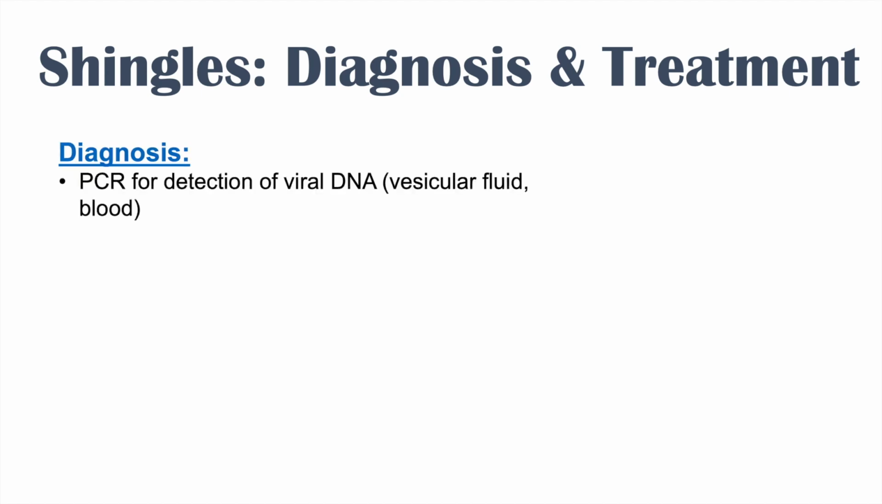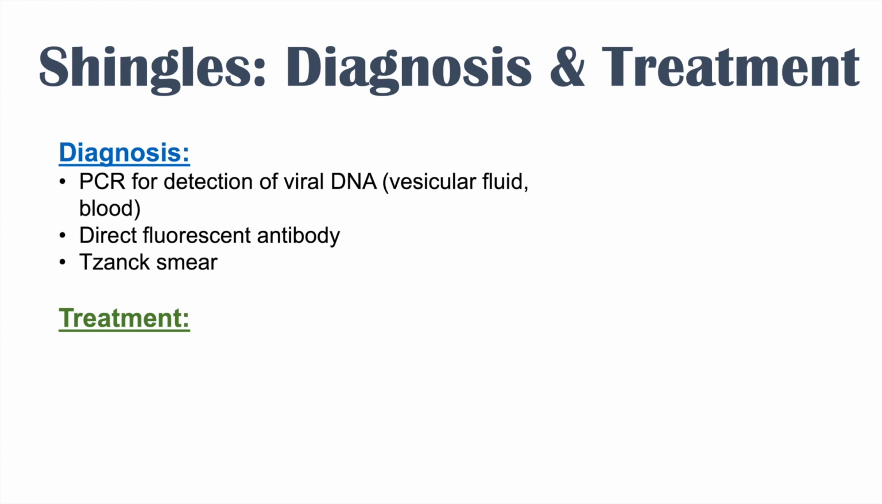The diagnosis of shingles involves PCR for detection of the viral DNA. If we were to take a swab of the vesicular fluid or blood, we can run that through PCR and actually see the herpes zoster virus. And we can do direct fluorescent antibody, or we can do a Tzanck smear. Treatment of shingles all depends on the timing of the acute eruptive phase. If it's within 72 hours, we can initiate antiviral therapy, valacyclovir or acyclovir.